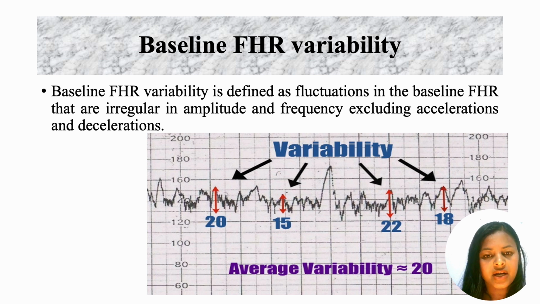Any variation in the fetal heart rate between 5 to 25 beats per minute is considered normal. More than 25 or less than 5 is considered abnormal. Increased fetal heart rate variability may be due to cord compression or mechanical strain. Decreased variability could be due to fetal hypoxia, congenital heart disease, and metabolic causes. So these variabilities, 20, 15, 22, 18, are all normal baseline fetal heart rate variability.